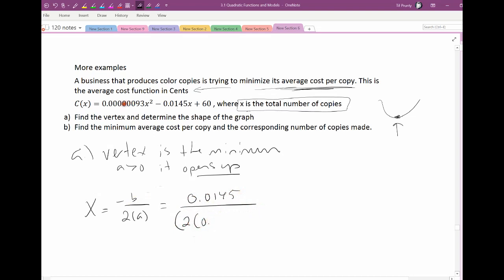Make sure I get all my zeros. 1, 2, 3, 4, 5, 6 zeros. 1, 2, 3, 4, 5, 6, 9, 3. And then it's just very carefully type that out in your calculator. Alright, and since we're talking about copies, I'm going to round to the whole copy. So I'm going to round up to the whole copy. It comes out 7,795 and some decimals, so I'm going to round to 796 copies.